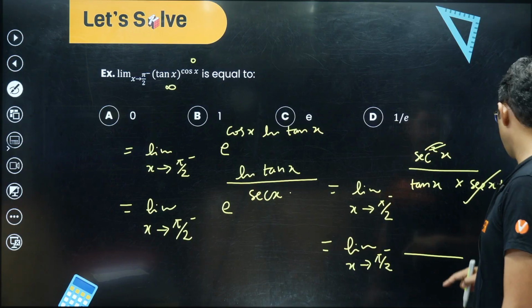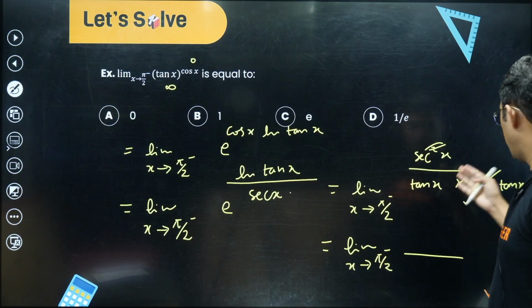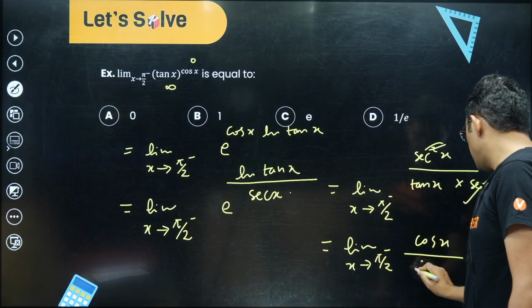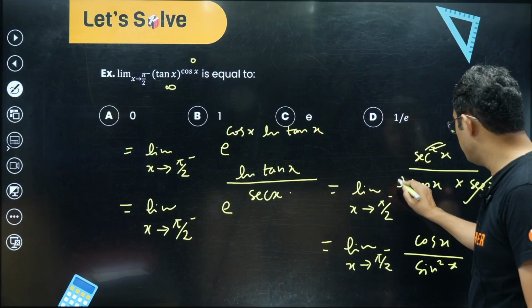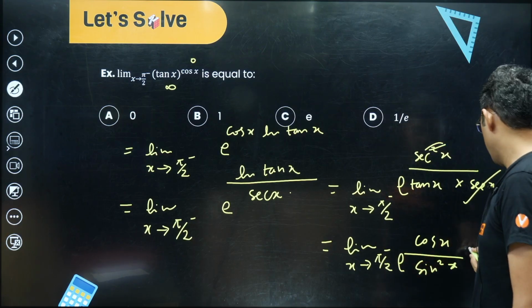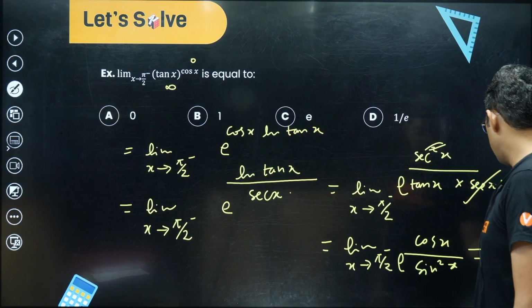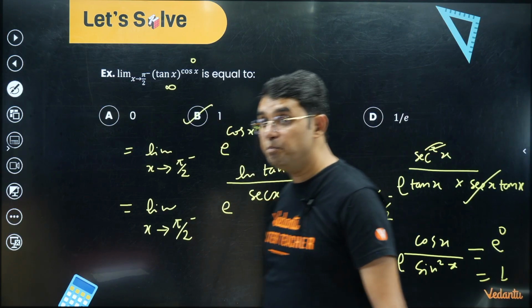If I write everything in terms of sine and cos, secant x is actually 1 upon cos, tan is sine upon cos, so this cos square will come here, but one cos will be cancelled, so cos x upon sine square x. I think I just missed e here. Now if you put pi by 2 in place of x, cos will be 0, this will be 1, so it becomes e power 0, so the answer of this will be equal to B.